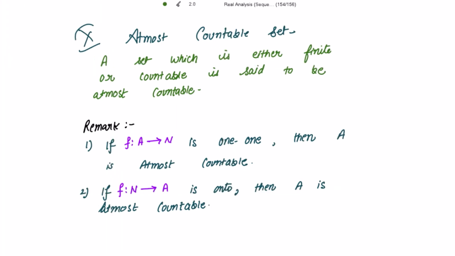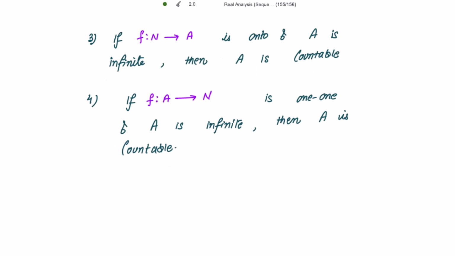So here are some remarks which are very important. Please note this. If f is a mapping from A to N and it is 1-1, then A is at most countable. If f is a mapping from the set of natural numbers to A and it is onto, then A is at most countable. If f is a mapping from the set of natural numbers to A that is onto and A is infinite, then A is countable. And if f is a mapping from the set A to the set of natural numbers that is 1-1 and A is infinite, then A is countable.